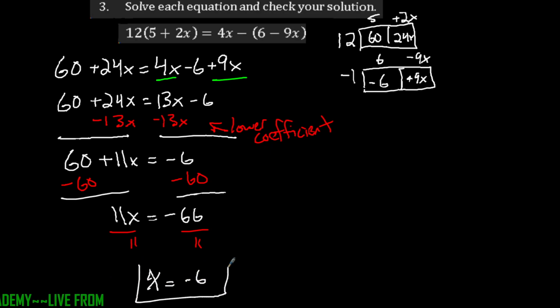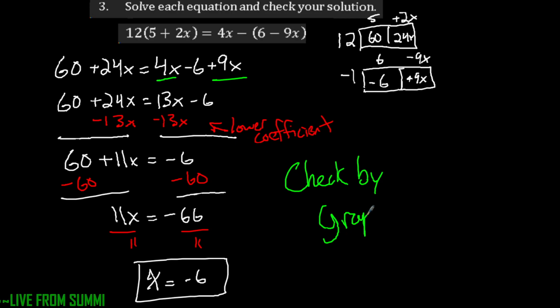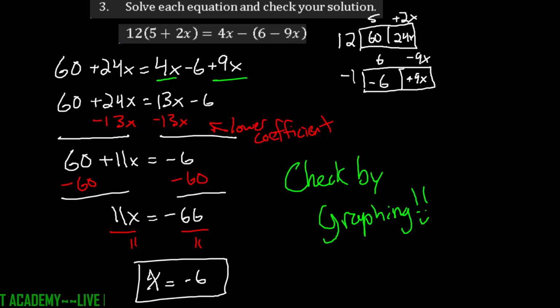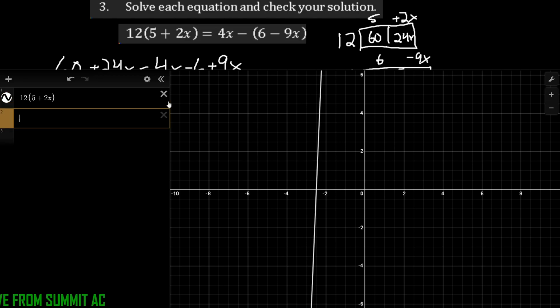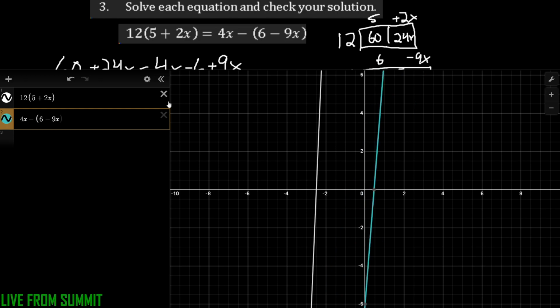So x equals negative 6. And then on this one, I'm going to check by graphing. So let me write that out. Check by graphing. All right, so let's pull up our Desmos calculator one more time for this problem. Type in your problem exactly as it looks. On the left side, I have 12 times 5 plus 2x in parentheses. Then on the right side, I have 4x minus, in parentheses, 6 minus 9x.